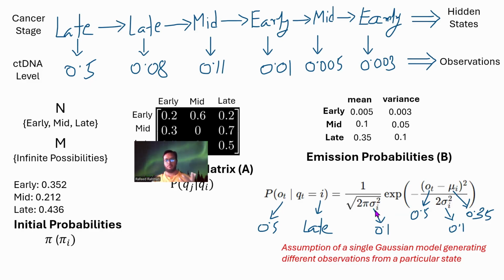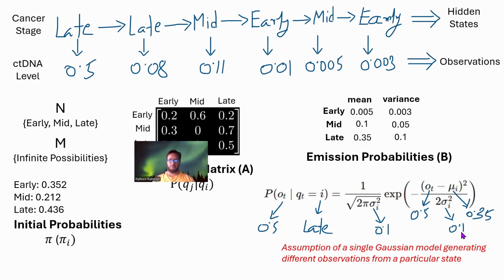This is a very common formula. I expect that you already know what normal distribution is. If you don't, feel free to check out some resources on normal distribution. So this is how a normal distribution probability is calculated. This is the formula. So in this formula, this is the variance, and the variance for late stage is what? The variance for late stage is 0.1. You can give 0.1 right here. And the observation is, as I said before, 0.5. The ctDNA level is 0.5. So we put 0.5 right here.